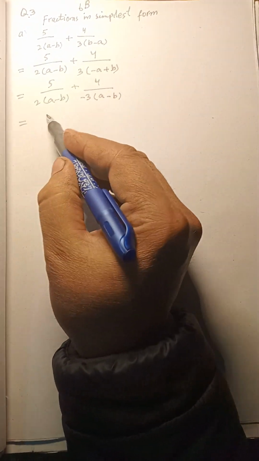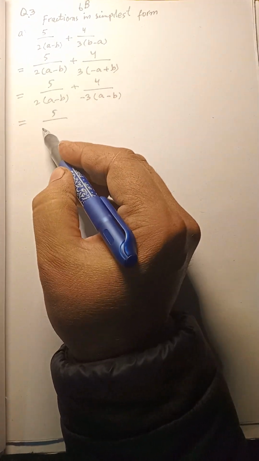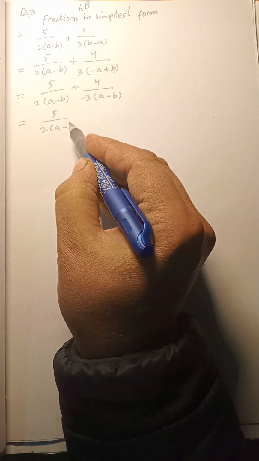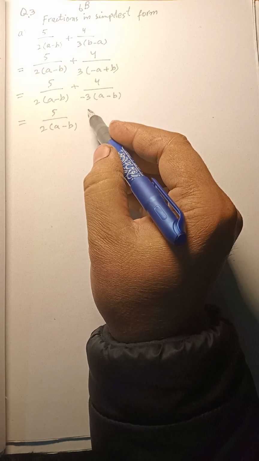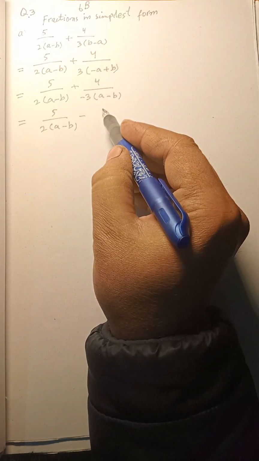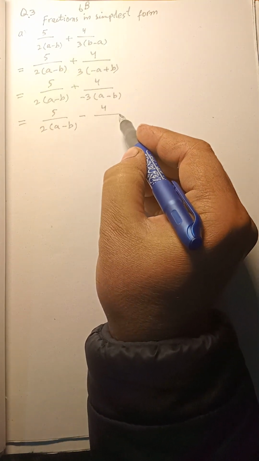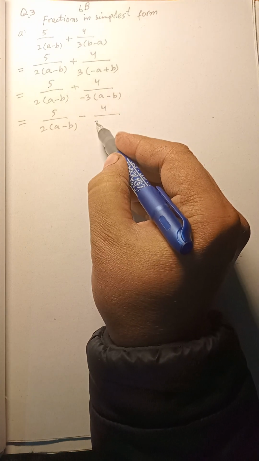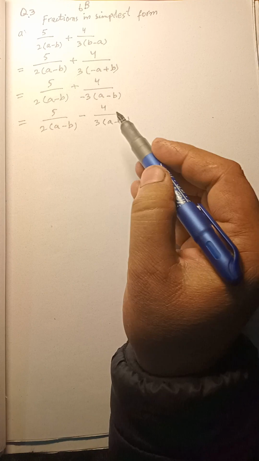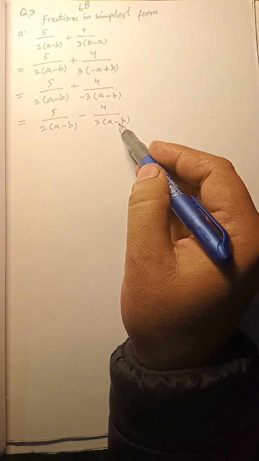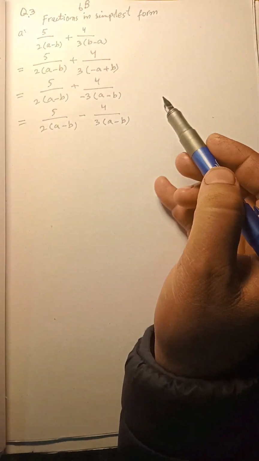Now 5 over 2 into (a minus b), and this minus and this plus makes minus here, and 4 over 3 into (a minus b). Now you can see that a minus b are the same, and 2 and 3 are different.